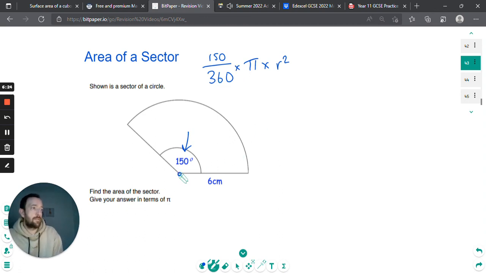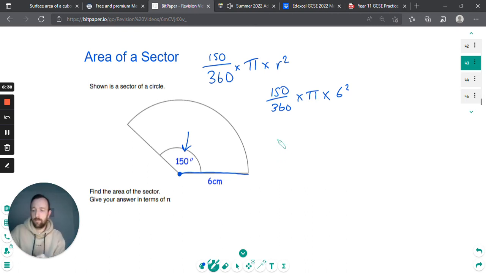The radius is from the centre to the edge of the circle, so it's going to be 6. So 150 over 360 times pi times 6 squared. If I just put that into my calculator, oh, it says no calculator. That's my bad. It's non-calculator, so let's do it.